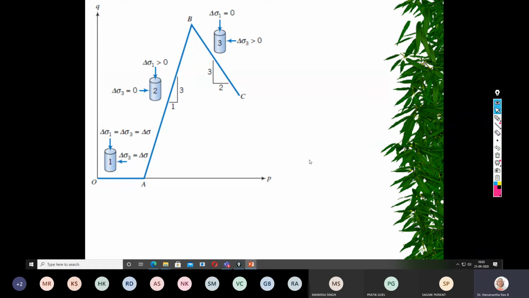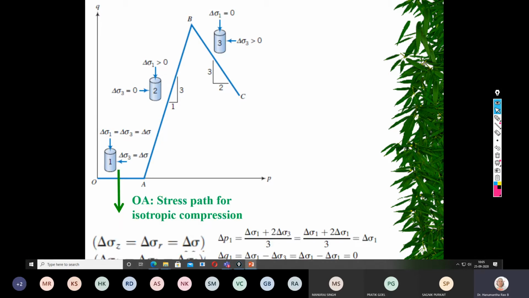Let us try to understand the evolution of the stress path with varying the stress constants, say sigma 1 or sigma 3. Initially I am taking the first condition from O to A. This represents the stress path for isotropic compression. Isotropic means equal stress in all three directions. Here it has been shown the stress in the vertical direction, delta sigma 1, and in the radial direction, delta sigma r, or alternatively delta sigma 1 and delta sigma 3 are equivalent. So this is called an isotropic condition.